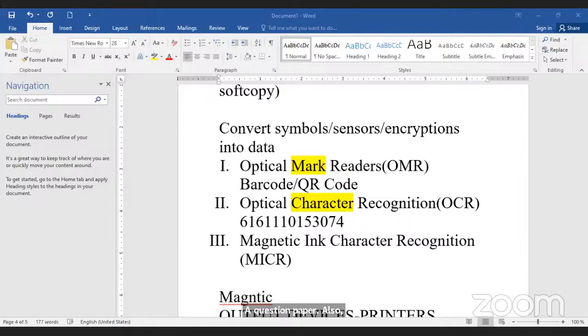Also, you are given a serial number or an index number, or the latest IDs. You can get the latest ID, and it has some codes encrypted on it. Those codes are used to detect the information.